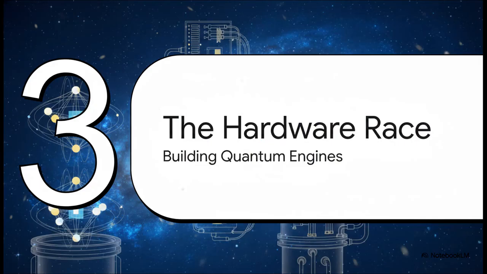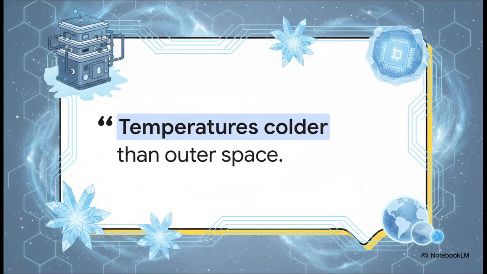All right, section 3, the hardware race, and building the quantum engine. Taking these physics out of a textbook and into the real world requires literally some of the most extreme engineering on Earth. To keep these fragile quantum states stable, a lot of the hardware being built today has to be housed in massive, multi-million-dollar dilution refrigerators. For instance, superconducting circuits from IBM and Google have to be cooled down to around 15 millikelvin. To put that into perspective, that is literally colder than the ambient temperature of deep space. Incredible, right?